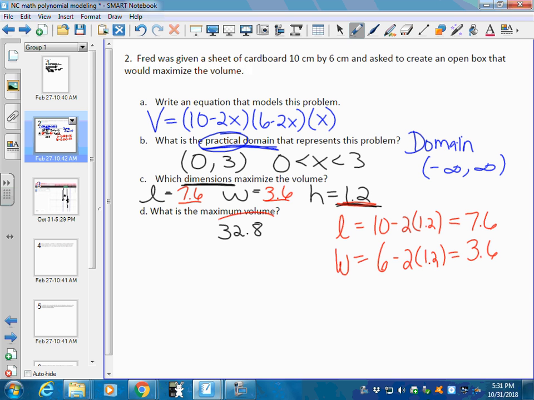And I have what my max volume is, and it's centimeters cubed, and this would all be centimeters. That is number 2, A, B, C, and D. All right, let's go to number 3.